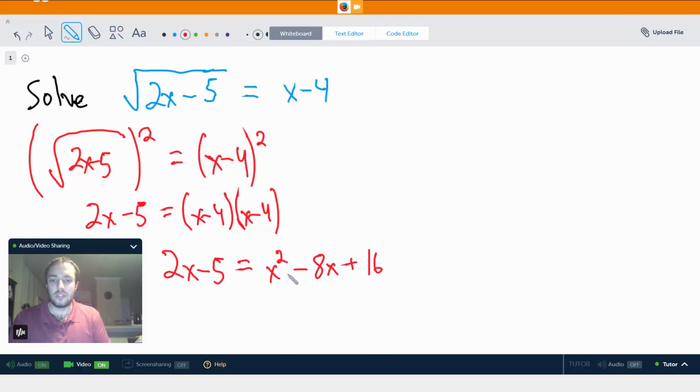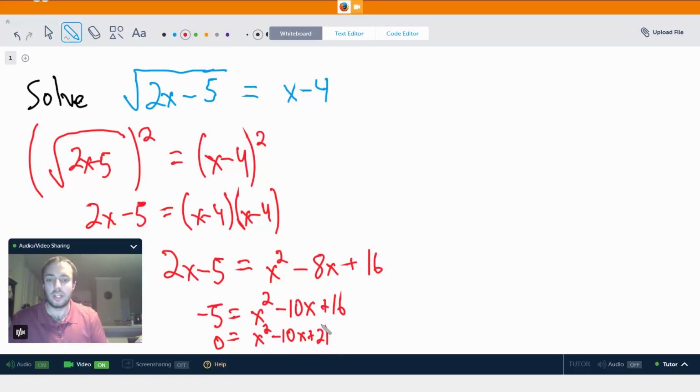All right, now let's go ahead and simplify this. So what we want to do is subtract 2x from both sides. Then we're going to get negative 5 equals x squared minus 10x plus 16. And then we want to add 5 to both sides. So we get 0 equals x squared minus 10x plus 21. Okay, so let me take this equation, rewrite it up here. So that's going to give us x squared minus 10x plus 21 equals 0. Okay, so when we have two things equaling each other, it doesn't matter which one we write first. Just more customary to put the x's and stuff on the left-hand side.